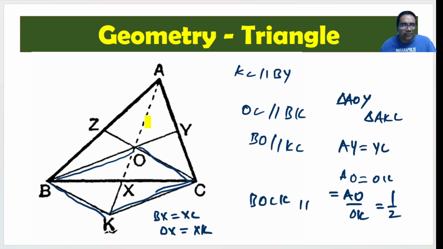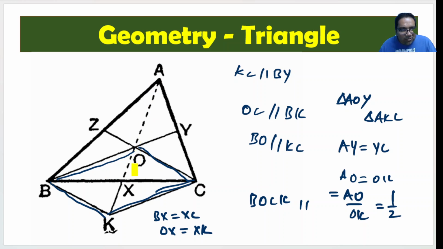That means the line passing through this point O, this O is actually the point of intersection of two of the medians. So this third line, which is passing through the intersection of two medians, is actually a median. Right, because we have just proved BX equal to XC. So all three medians are concurrent. The first part is done.